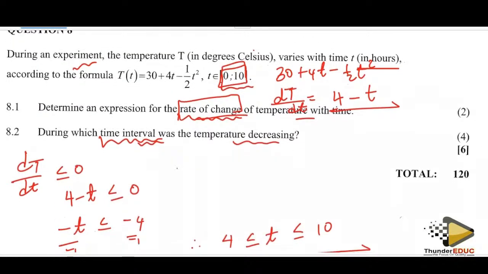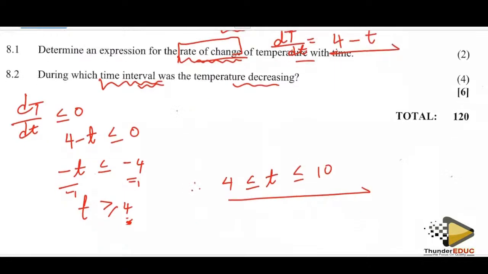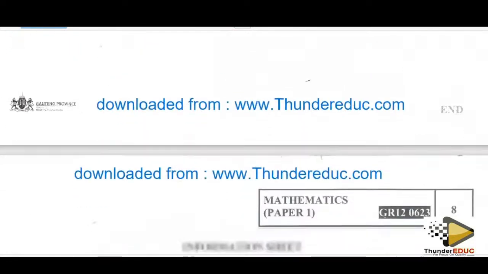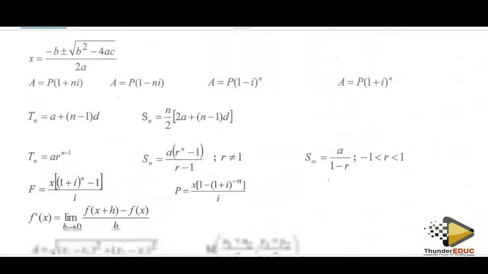Okay, guys, so that is question number 8, and I see that the total mark is 120, so that's where we stop. All right, this is the information sheet.